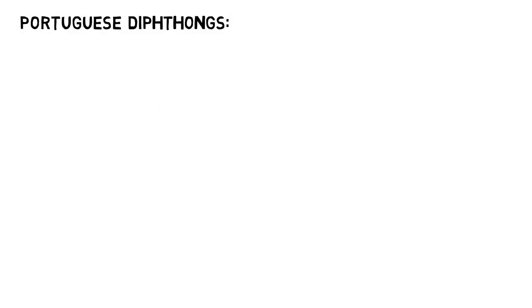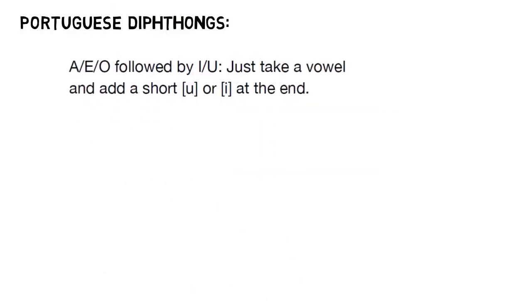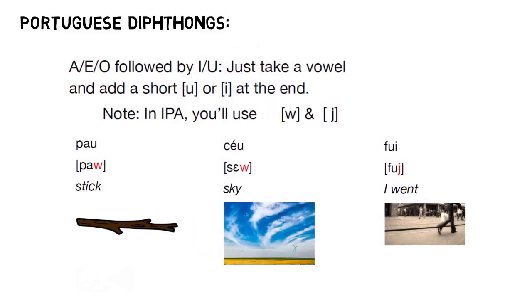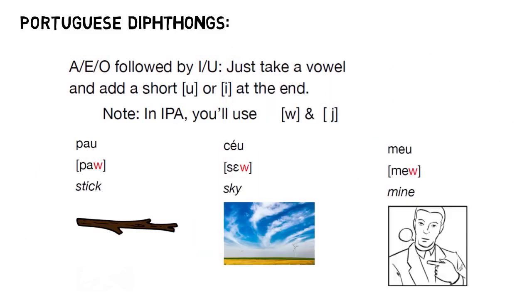You'll find that the Portuguese diphthongs are actually super simple. Basically, Portuguese has a short, weak U sound and a short, weak E sound, and it sticks them at the end of words to make diphthongs like pai, boi, fui, pau, céu, and meu.